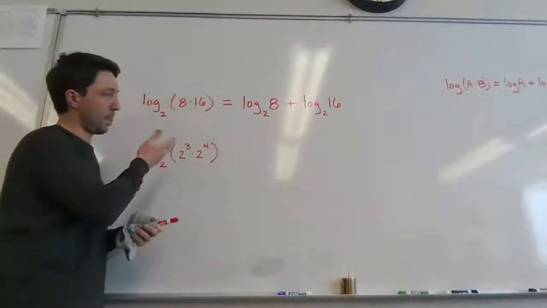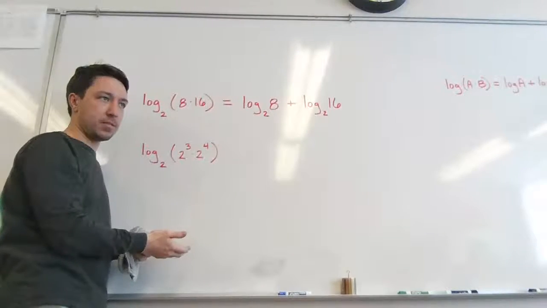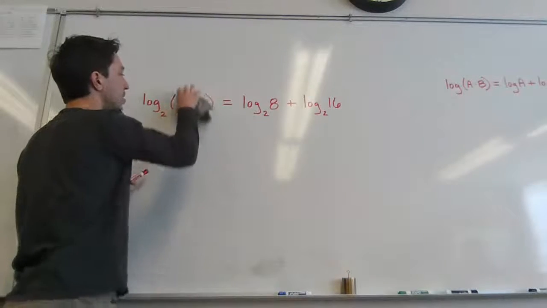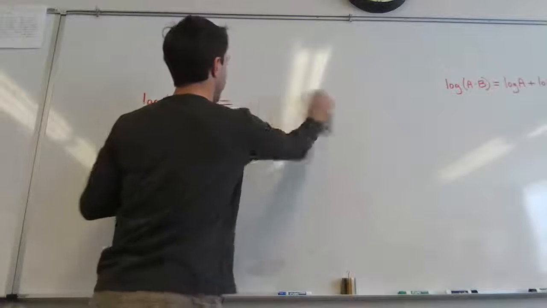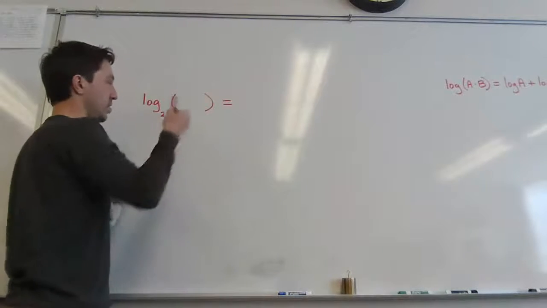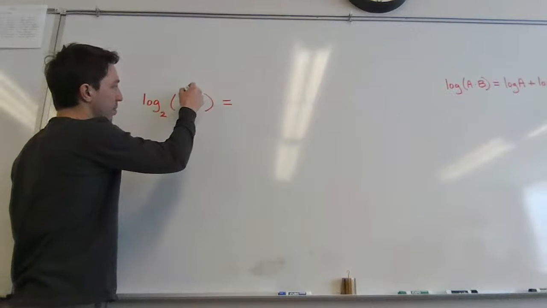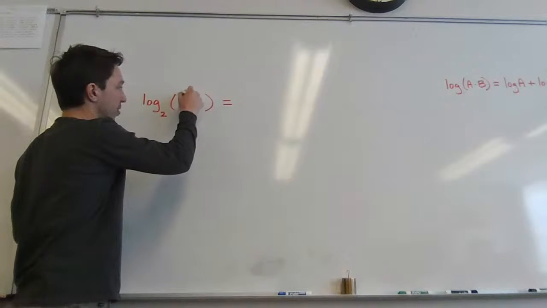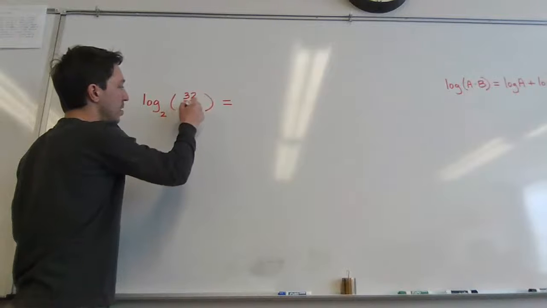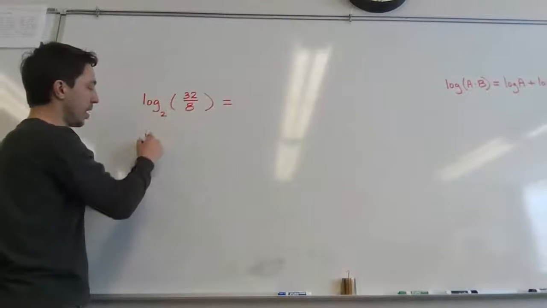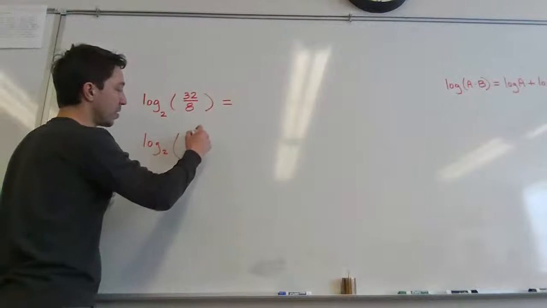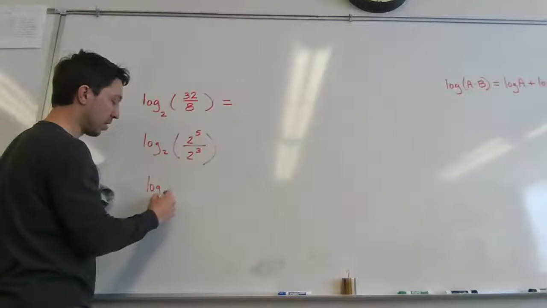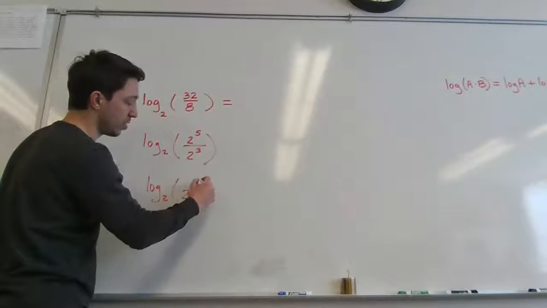Or how about this? What if I repeat the exact same argument, except instead of multiplication, it's division? Let's see. Same idea. Say you did 32 and 8. You'd have log base 2 of 2 to the 5th over 2 to the 3rd, which would end up getting you log base 2 of 2 to the 2.